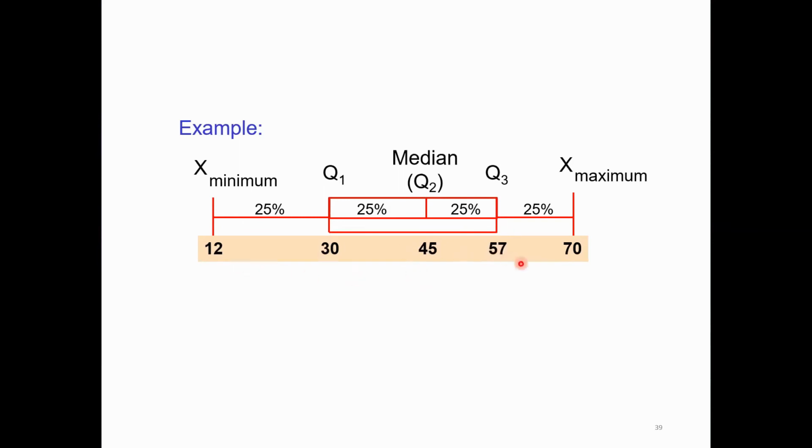And when you calculate these values, you will notice that 25% of your data is between your minimum data point and your Q1. Similarly, you will find 50% of your data in between Q1 and Q3. So the difference between Q1 and Q3, that is 57 minus 30, gives you the interquartile range, which is 27.